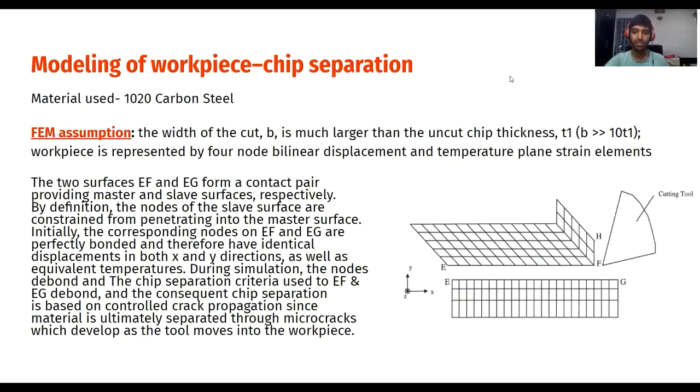All right, so next we talk about the master and slave surfaces. By definition, the surface EF is called the master surface, while the surface EG is called the slave surface. EG is part of the workpiece, while EF is part of the chip. Before the simulation, EF and EG, both their nodes are perfectly bonded. That is, they have equal displacement in all the directions. However, during the simulation, these nodes start to debond, and the debonding follows a certain criterion. The criterion that we have chosen for our simulation is the controlled crack propagation criterion, and the reason for it is that ultimately the material is separated through micro cracks which develop as the tool moves into the workpiece.